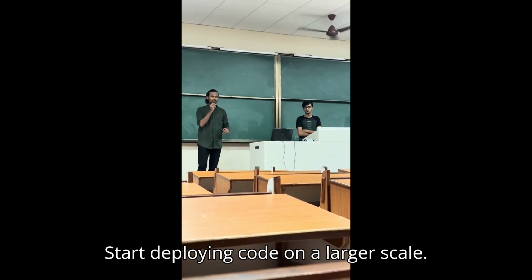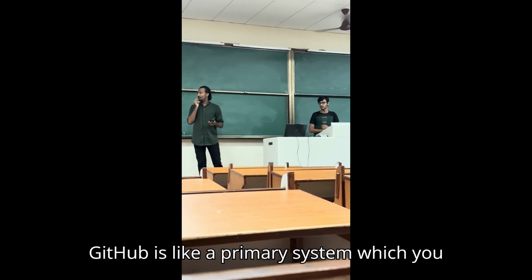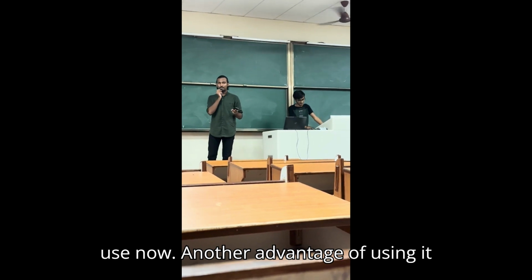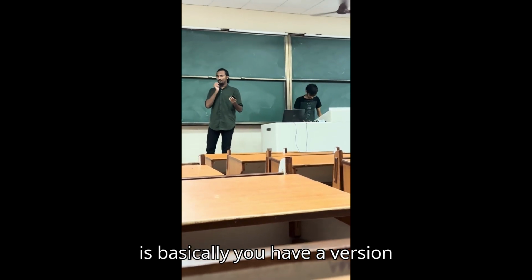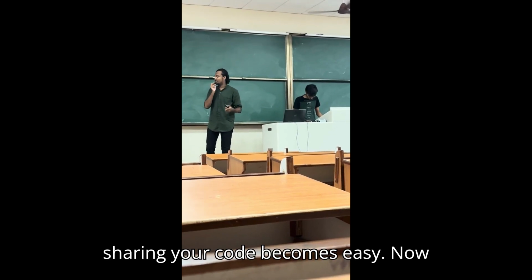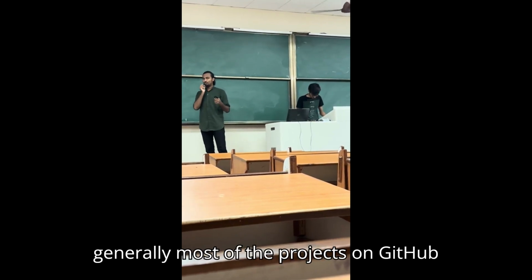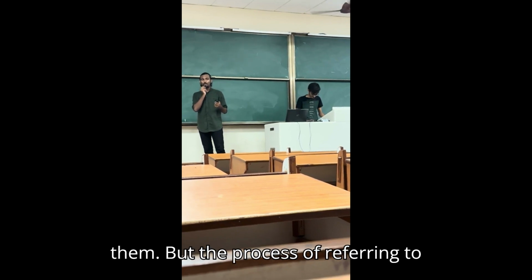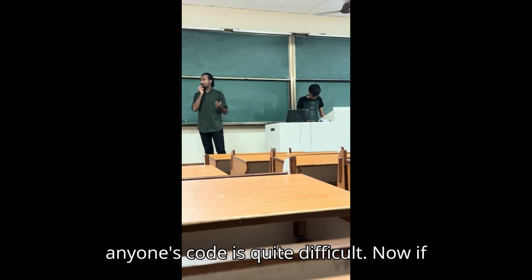So basically, when you start deploying code on a larger scale, GitHub is like a primary system which you use. Another advantage of using Git is that you have a version controlling system, and with Git, sharing your code becomes easy. Generally, most of the projects on GitHub are open source, so anyone can refer to them. But the process of referring to anyone's code is quite difficult.